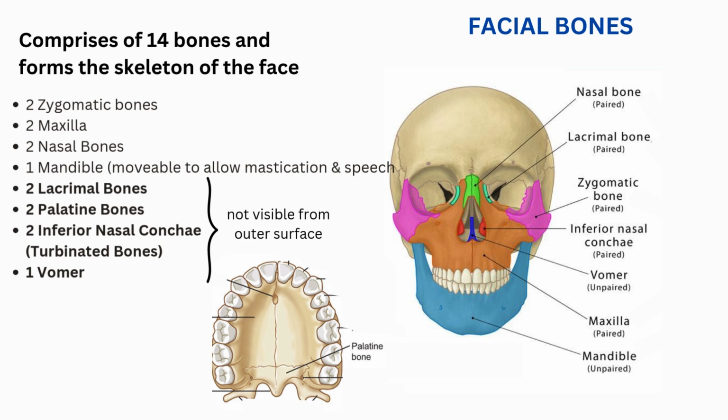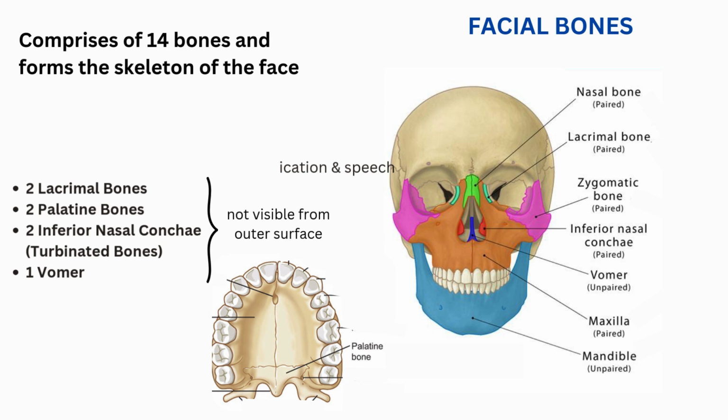Now, while bones like mandible, maxilla and zygomatic bones are visible from the outer surface, some of the facial bones like the lacrimal, palatine, inferior nasal conchae and the vomer are internal, and they are not visible from outside.